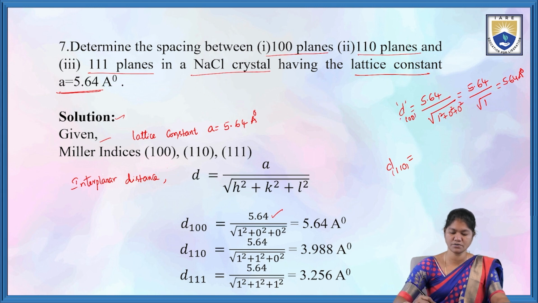For the second plane, d110 is equal to a by root of h square plus k square plus l square, that is 5.64 divided by root of 1 square plus 1 square plus 0 square. So it is equal to 5.64 by root 2, which is 3.988 angstroms.